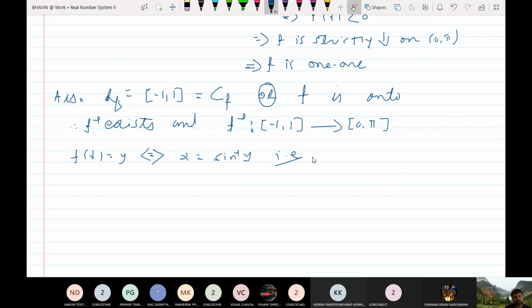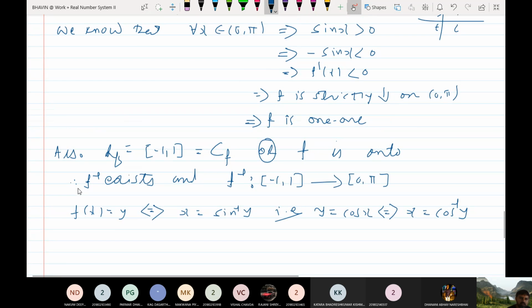That is y equal to cos x if and only if x equal to cos inverse y. So this is the definition of inverse function. Now let us consider this.